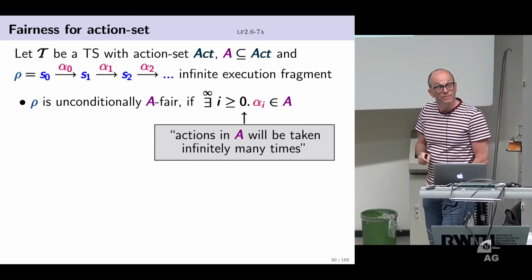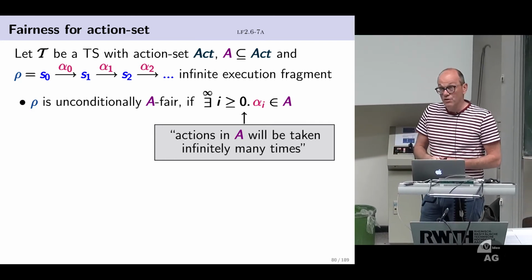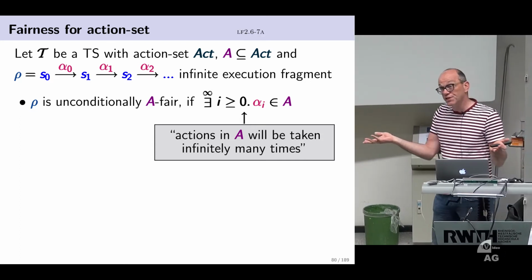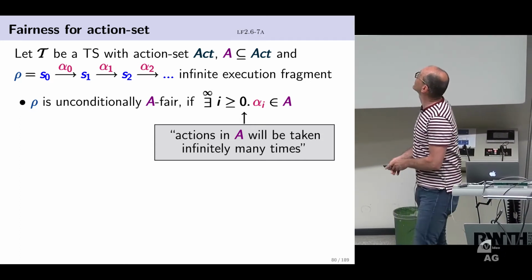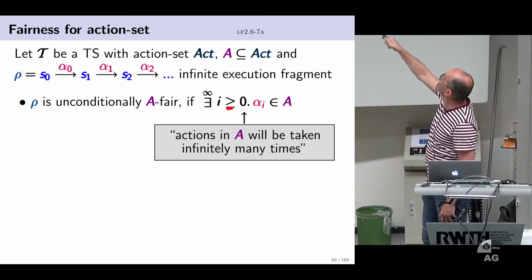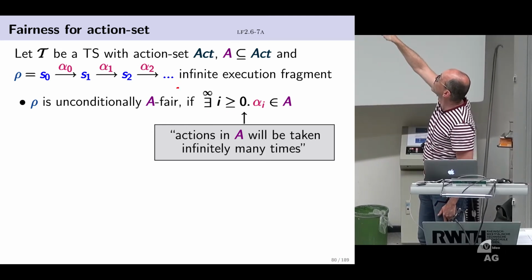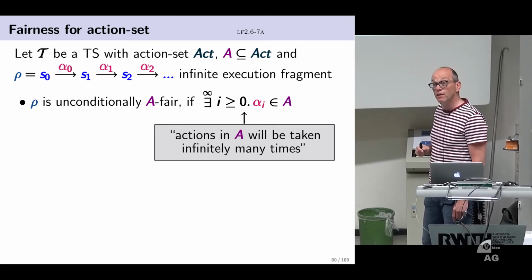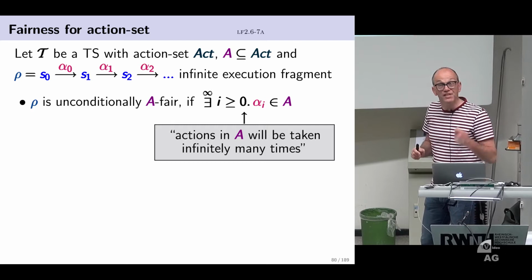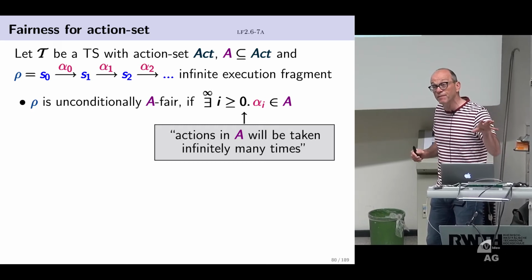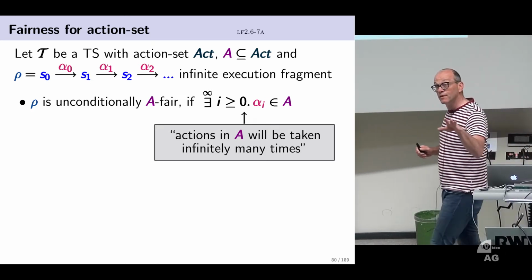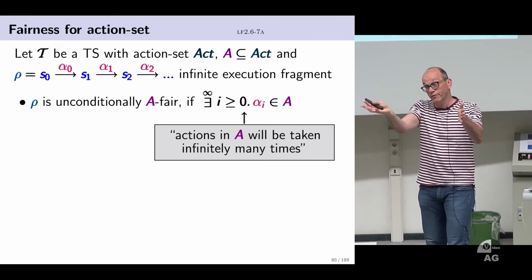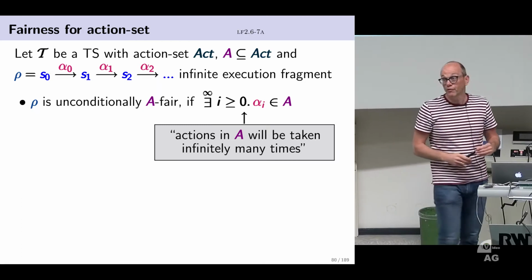Yeah. So A is a set, it maybe contains 10 elements. This only is saying there exist infinitely many indexes along rho. So infinitely many of those alphas that I will take are members of A. It is possible to always pick the same element of A. This is all fine. If your set contains 10 elements, it's fine to always take the third element and do this infinitely often. That will be unconditionally A-fair.